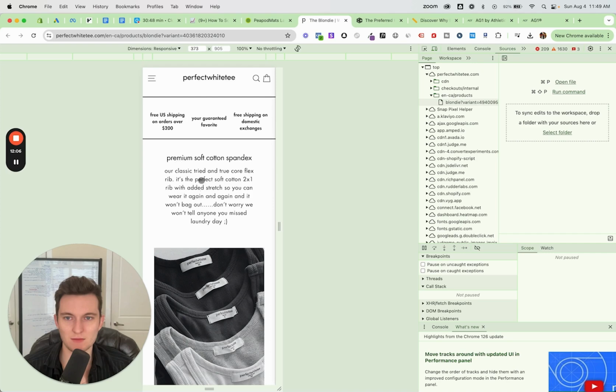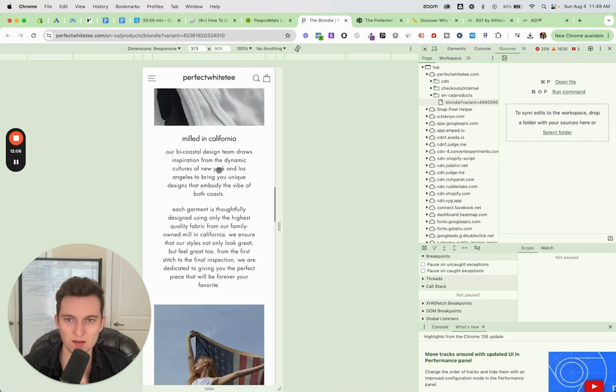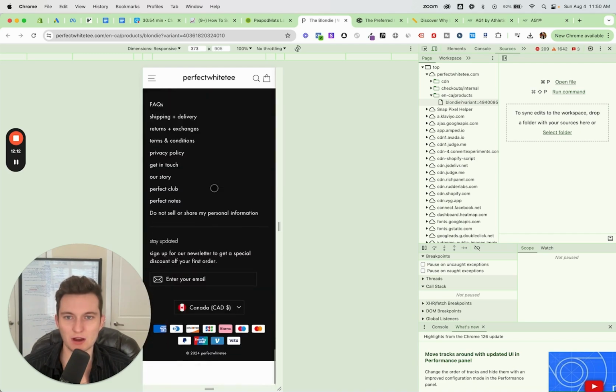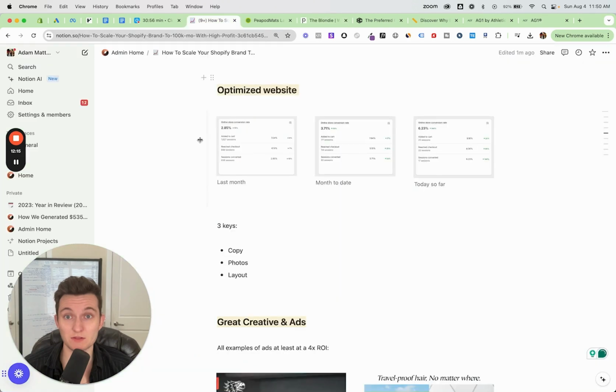And then they talk about some of the benefits in a visual way. Milden, California, size and fit. And then they have the reviews. Okay, so another really good example there in terms of an optimized website.